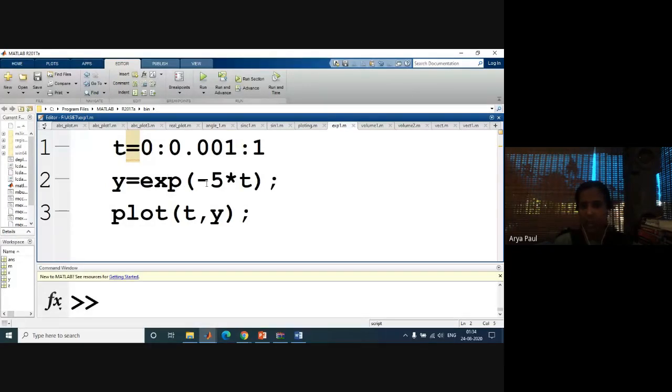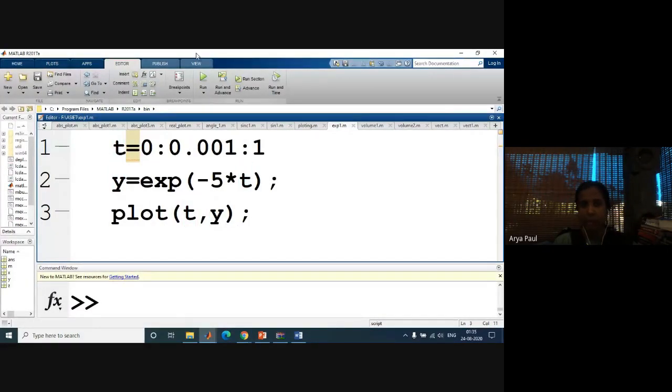E raised to minus 5 into t. T vector already I have defined. You can define your own t vectors. Now plot of t comma y. This need not be t, it can be m or n or any variable. Now you type plot of t comma y, where t is the x-axis and y is e raised to minus 5 into t. So I am plotting y against t.